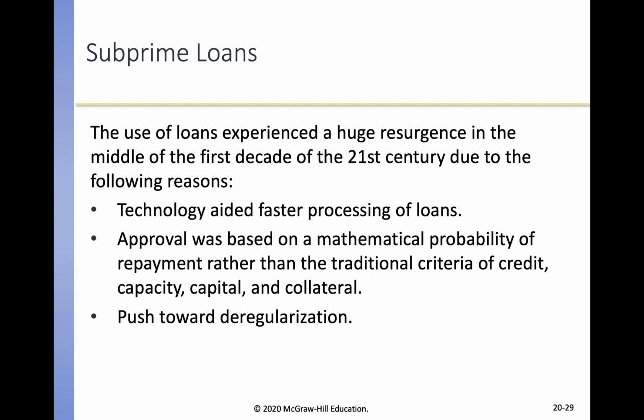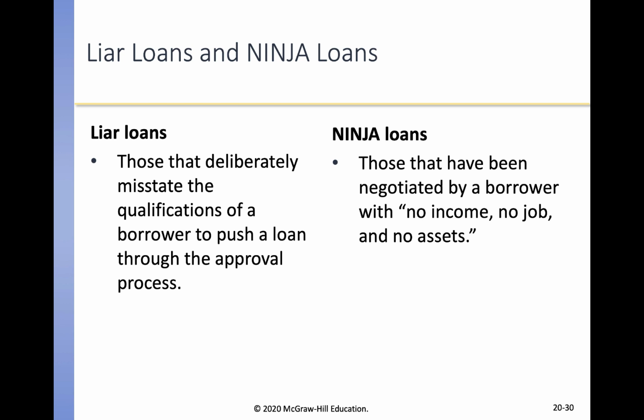Because technology aided faster loan processing, approval was based on a mathematical probability of repayment rather than the traditional criteria of credit, capacity, capital, and collateral. And then we had a push toward deregulation. People were also making liar loans and ninja loans.